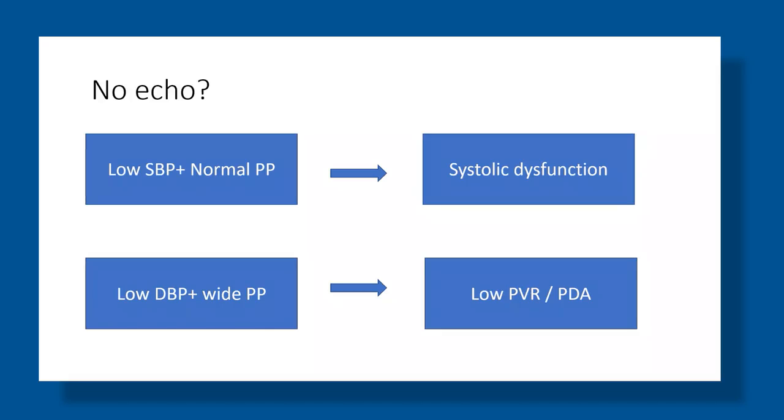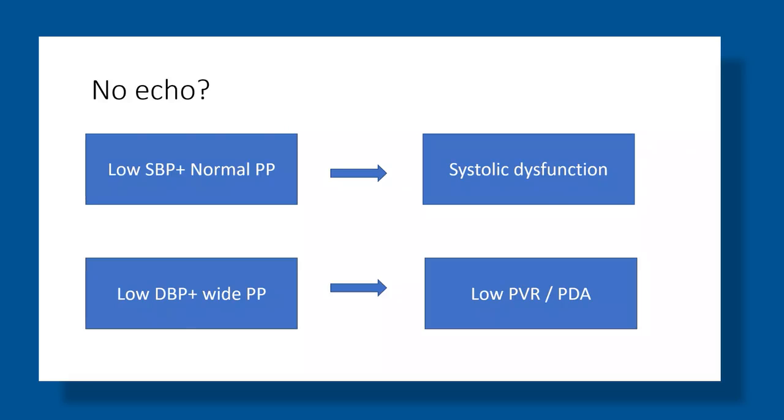So if you see your systolic blood pressure is low with a normal pulse pressure, then it's a systolic dysfunction. So there's a problem with the cardiac contractility. If you see your diastolic blood pressure is low with a wide pulse pressure, well, this is a very common scenario that we see in babies with PDA.